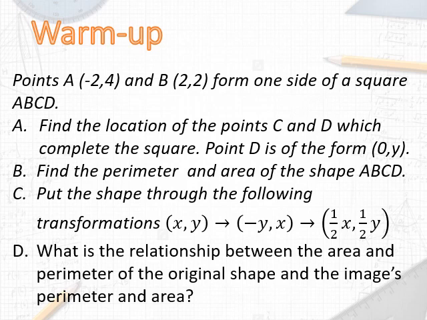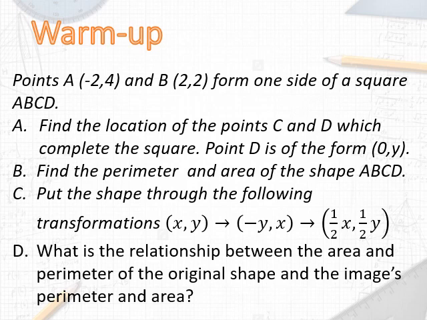Points A and B form one side of a square. We want to complete the square to find points C and D, and we're told that point D is of the form (0, y). So that means the x-coordinate is 0, the y-coordinate is unknown. Now, if the x-coordinate is 0, what does that mean? Think about it now before we get to the question. Part B, find the perimeter and area of the original shape ABCD.